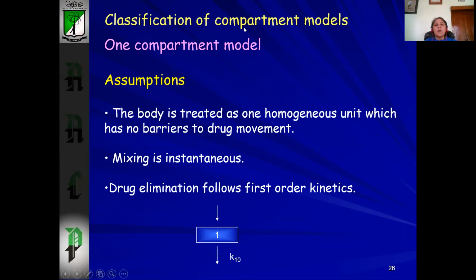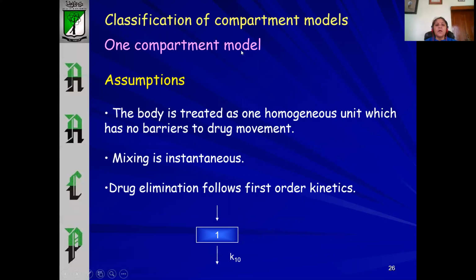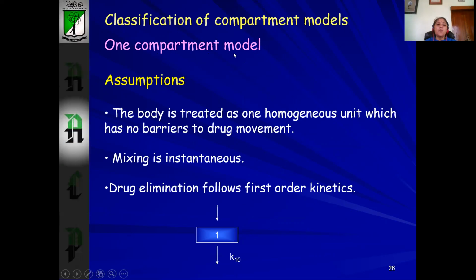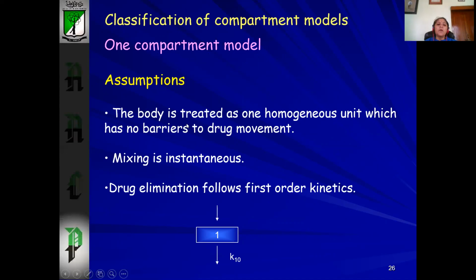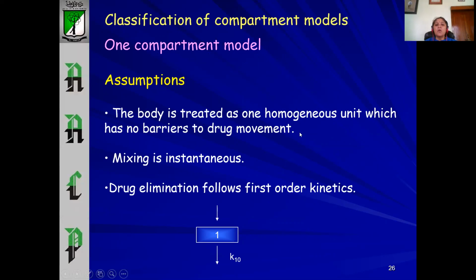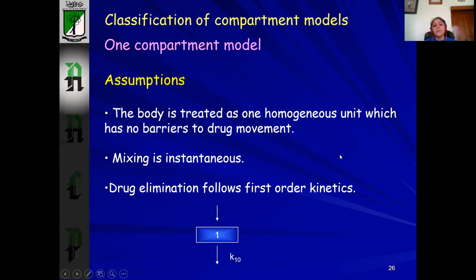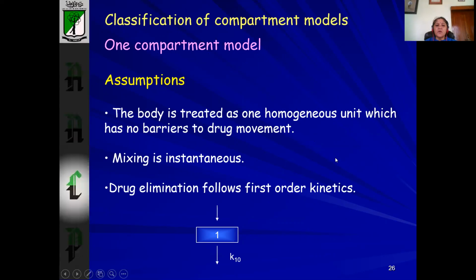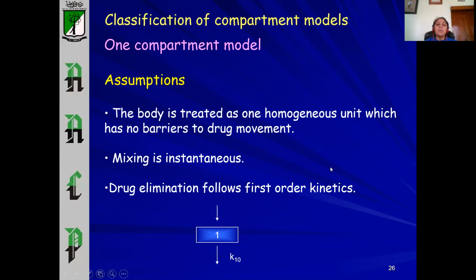Now again, compartment models can be classified as one compartment model and multi-compartment models. The one compartment model assumptions are: the body is treated as one homogeneous unit which has no barriers to drug movement, mixing is instantaneous, and drug elimination follows first order kinetics.